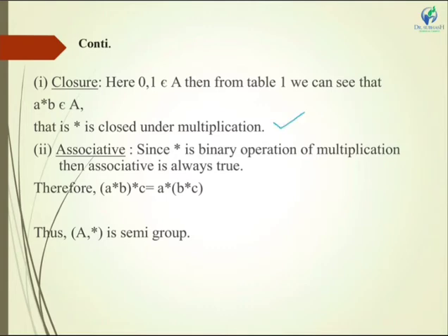And for the associative law, it is always true that multiplication is associative. So we can say that (a star b) star c equal to a star (b star c). Since both the properties are satisfied, the given algebraic structure (A, star) is a semigroup.